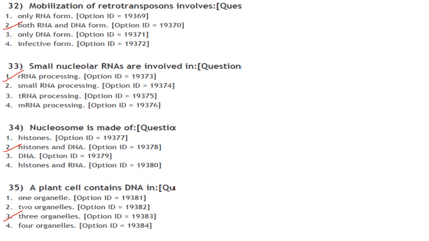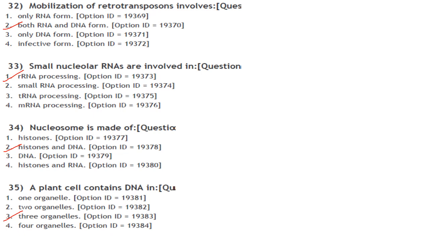Mobilization of retrotransposons involved. So, retrotransposons move by a copy and paste mechanism. The copy is made of RNA. The RNA copies are then transcribed back into DNA using reverse transcriptase and then are inserted into new locations in the genome. So it is a copy and paste mechanism. So both RNA and DNA form. Answer is option 2. Small nucleolar RNAs are involved in.